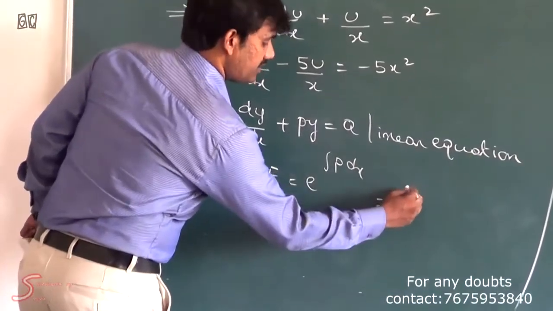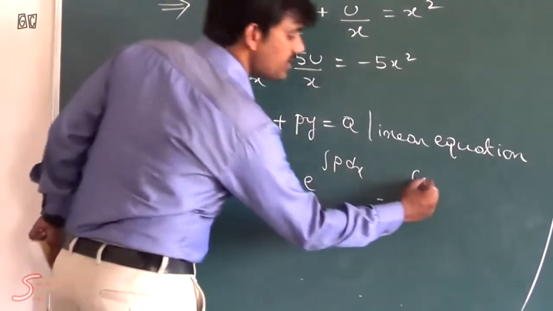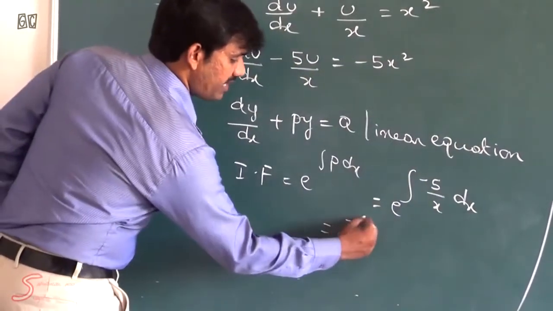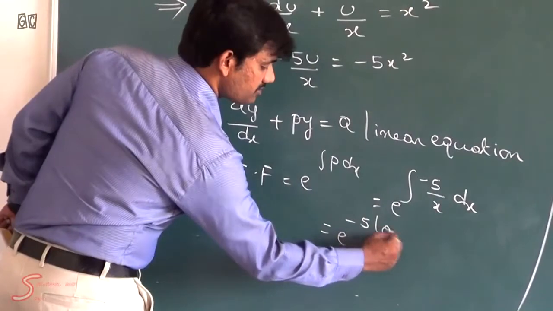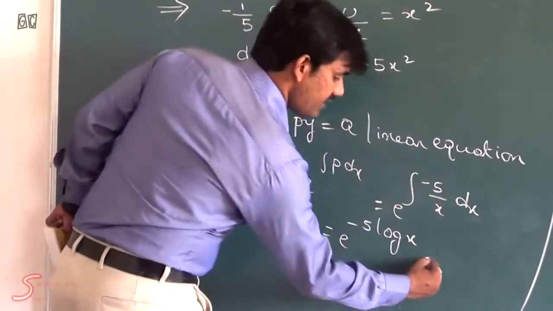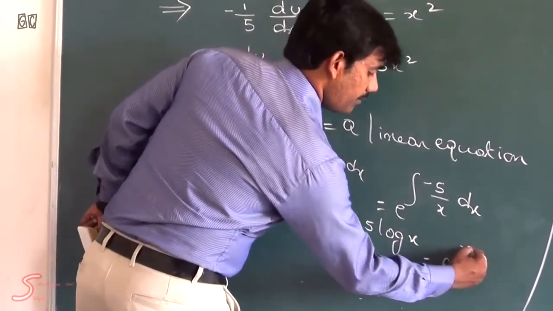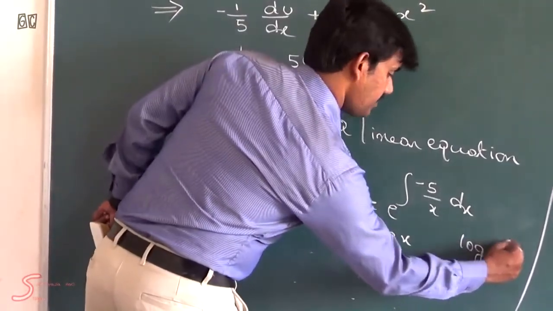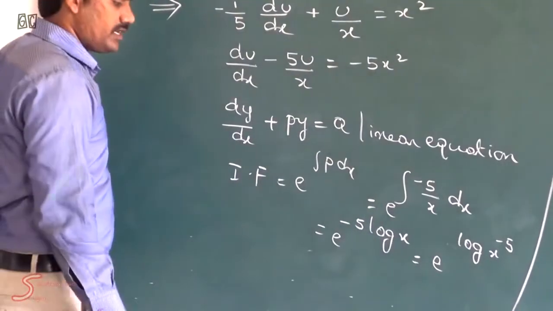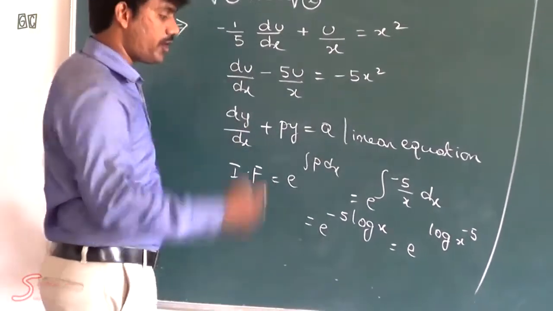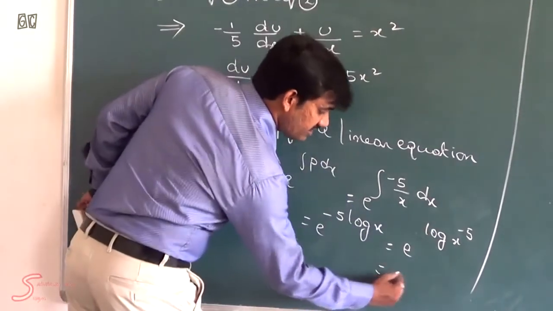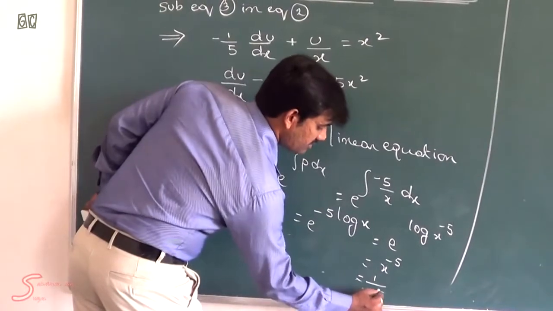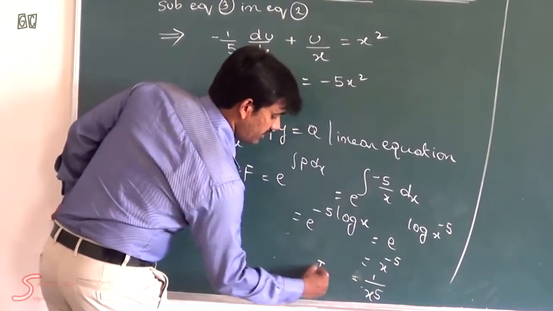That equals e power integral of the value of p, which is minus 5 by x, dx. So that is e power minus 5 times the integral of 1 by x, which is log x. This can be written as e power log x power minus 5, since n log x can be written as log x power n. So the exponential and log get cancelled, giving x power minus 5, which can be written as 1 by x power 5. These are the details about the integrating factor.